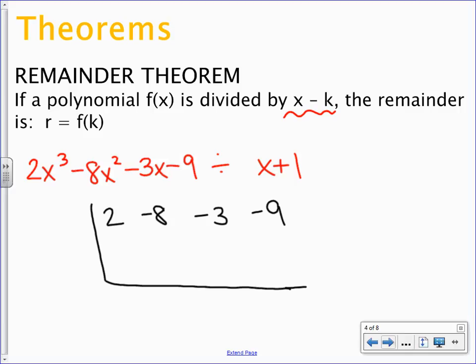Since we are dividing by x plus 1, what number do I put right here? -1. If our divisor is x minus k, then this would be x minus -1. If you need a different way of remembering it, if you set the divisor equal to 0, that'll be the number you need to put out here. If that helps.